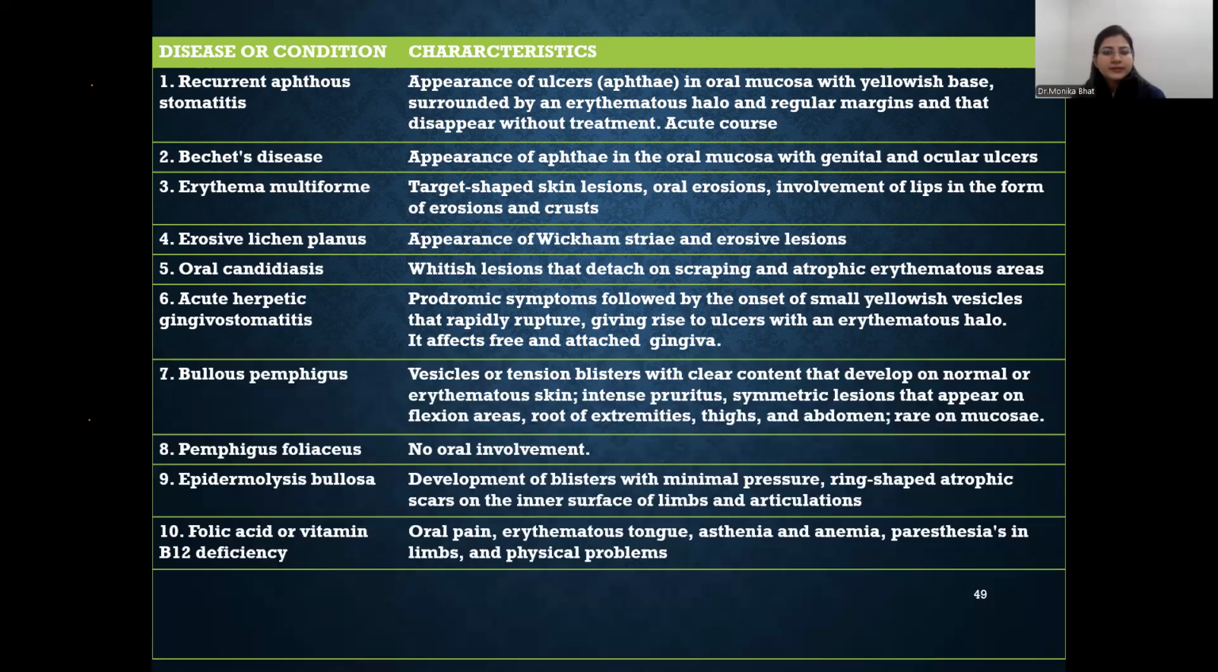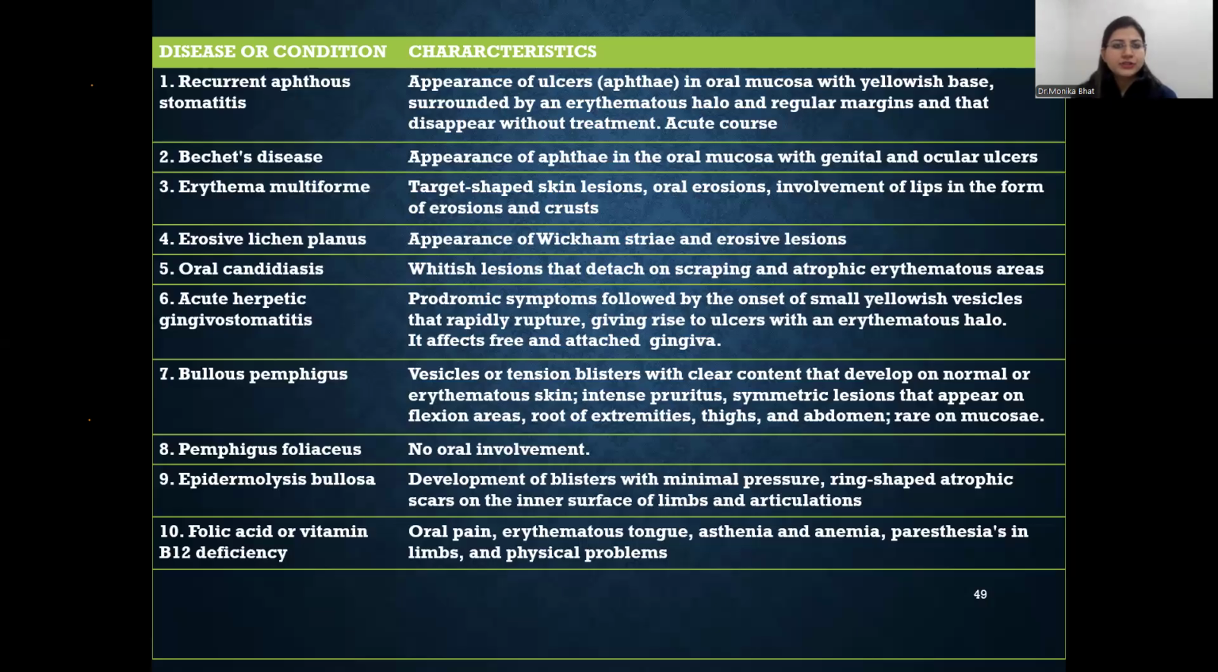Herpetic gingivostomatitis: the prodromal symptoms, as herpes is a viral infection, it should always be preceded by viral symptoms like fever. Then bullous pemphigoid, with vesicles or tension blisters with clear content that develop on normal or erythematous skin. Intense pruritus should be there. Then pemphigus foliaceus, where we don't have oral involvement. Then epidermolysis bullosa and folic acid deficiency are other differentials.